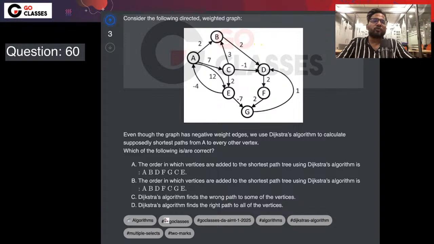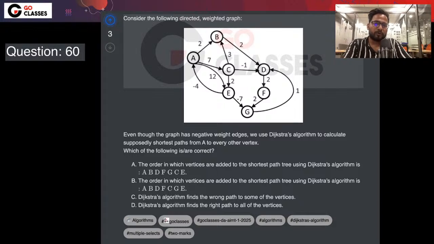So basically we need to run Dijkstra's algorithm here. Let's run this quickly and solve this question. This is question number 60. Let's run Dijkstra's algorithm to solve this particular question. Do you remember how to run Dijkstra's algorithm? By the way, Dijkstra's algorithm is in the syllabus.